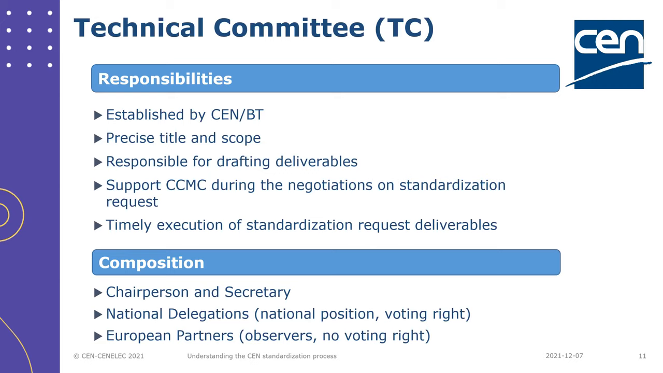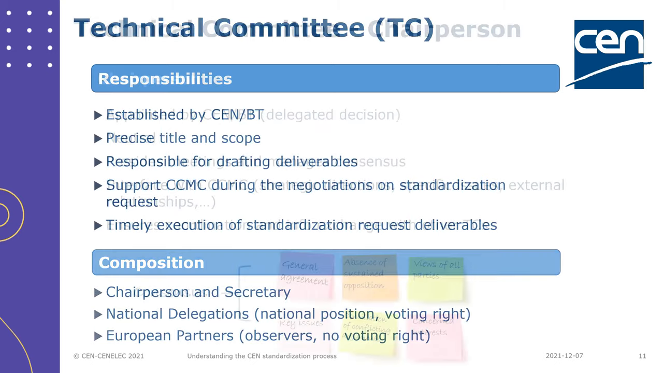Then European partners can also participate in technical committees as observers, they do not have voting rights. So for example, an EU association can establish liaison with the TC, participate in the work, can provide comments on the draft standards, for example, but they cannot vote on the approval of the standards, neither at inquiry or formal vote.